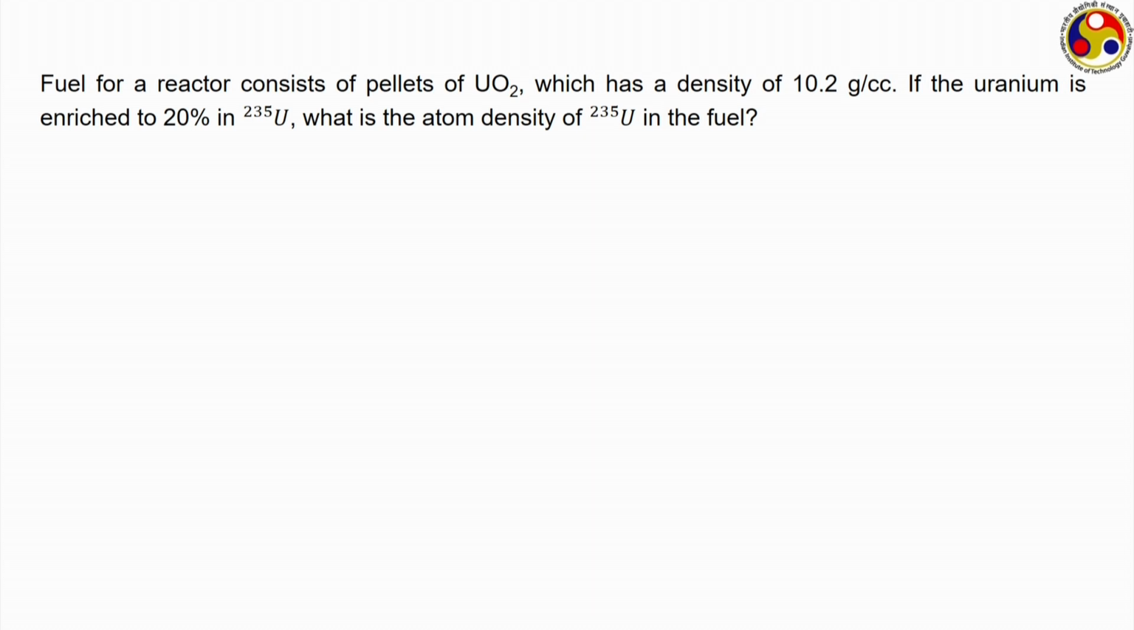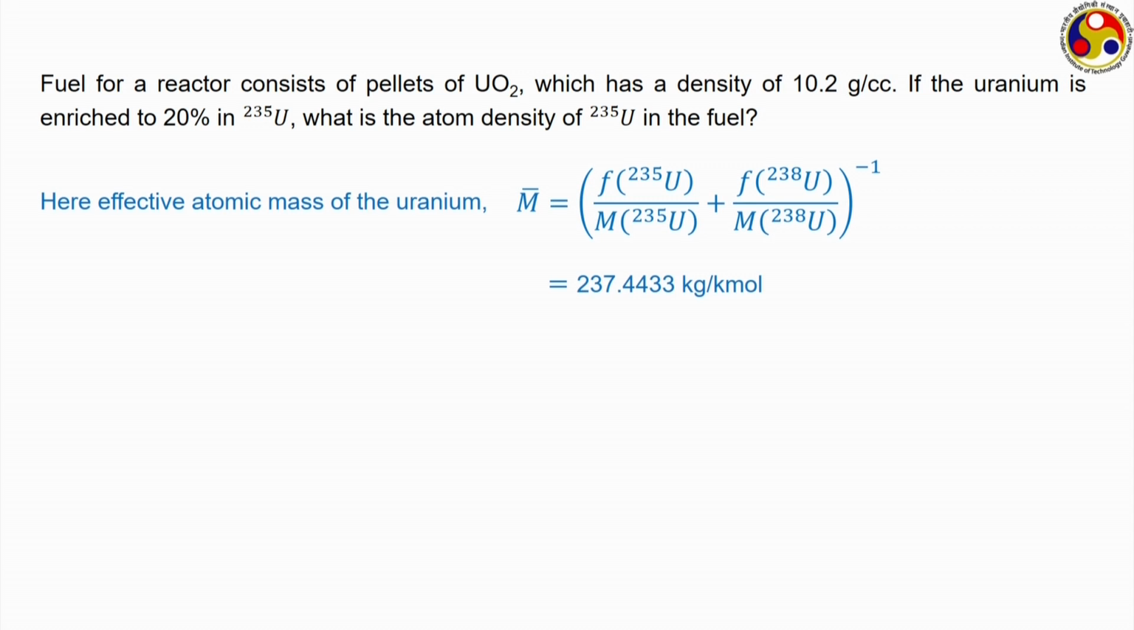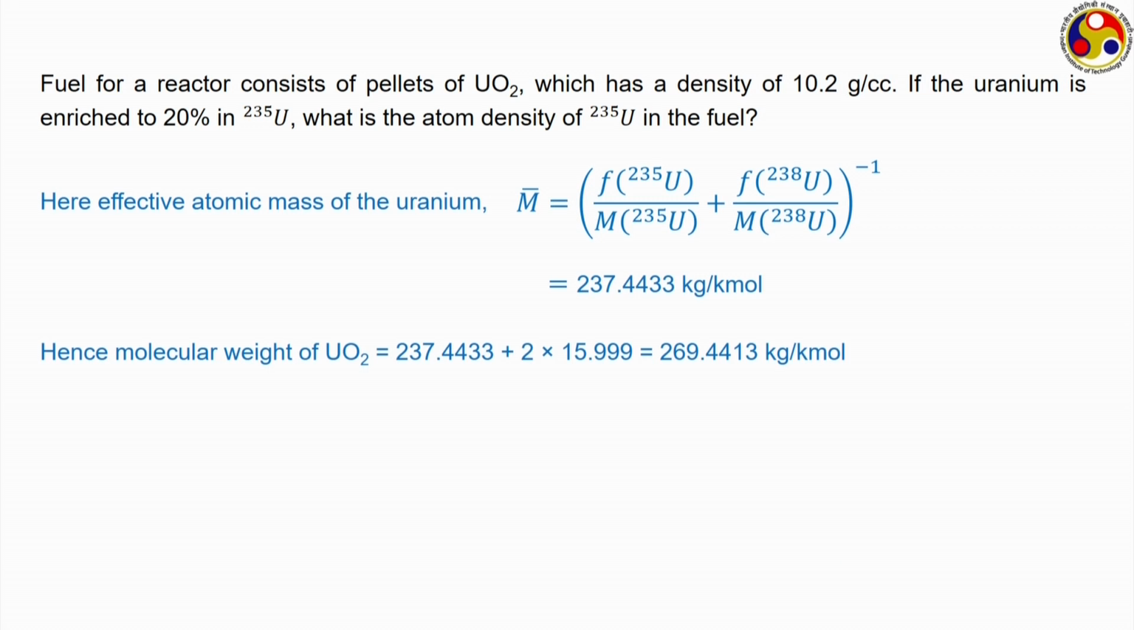So, again you have to calculate the nuclear density of uranium-235 in the fuel. The effective molecular weight we can calculate as was shown in the previous slide for the uranium part. Now, uranium has a molecular weight of 237 point something. Then what about uranium oxide? There the molecular weight of oxygen, 2 oxygen atoms, also needs to be added, and accordingly this comes to be the molecular weight of uranium oxide.